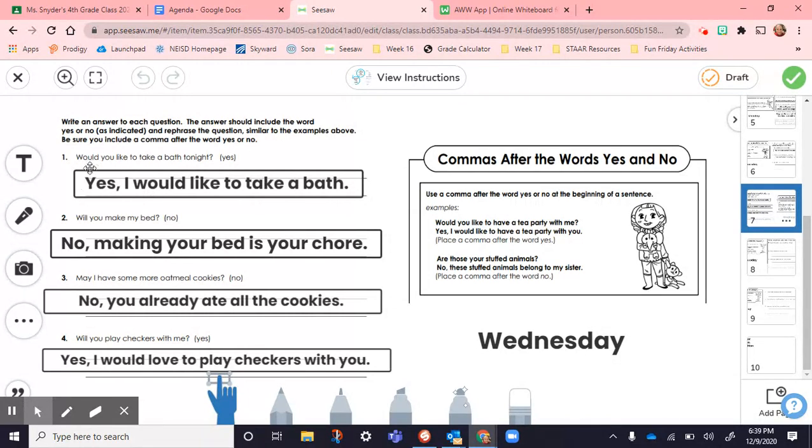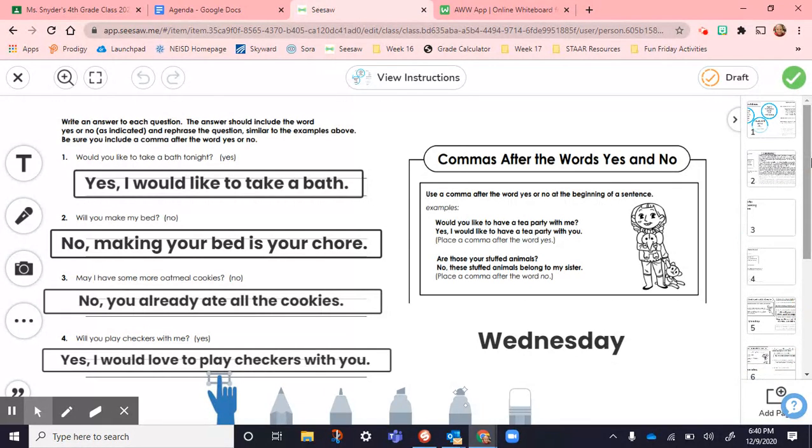So, will you make my bed? And then the answer is no. So we put no, comma, making your bed is your chore. May I have some more oatmeal cookies? No, comma, you already ate all the cookies. So just making sure that we are doing that pause after the yeses and the nos at the beginning of that sentence there.